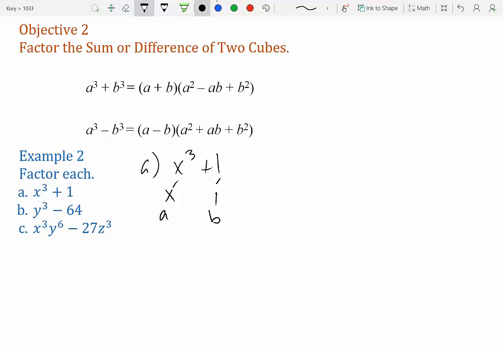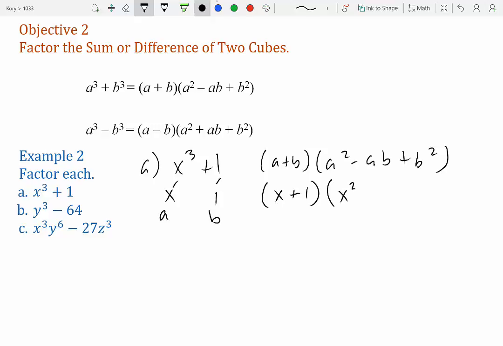We're going to plug it into the formula, a plus b times a squared minus ab plus b squared. So we're going to plug in a and b. A is x, b is 1. A is x, we're going to square it. A is x, b is 1. And then b squared. Now we simplify.